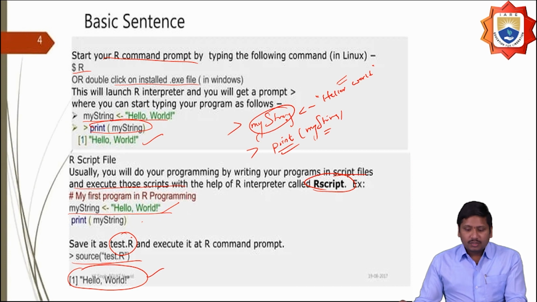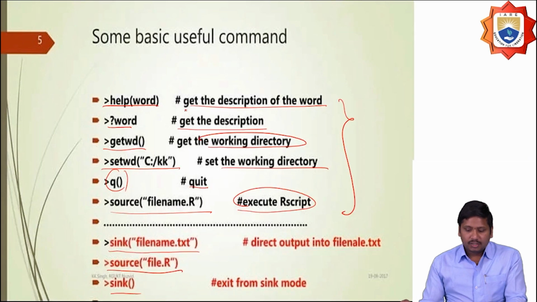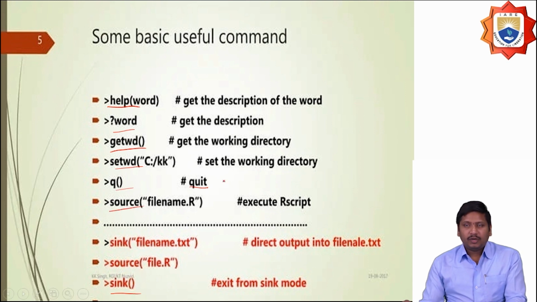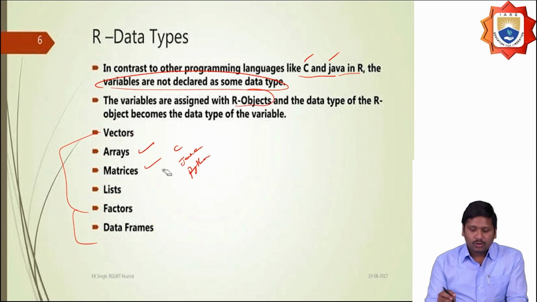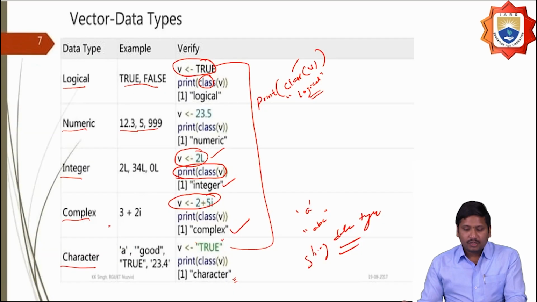Some of the basic sentences we can use: this is the way of initializing a string. Some of the basic helpful commands that are going to be used here are help, word, getwd, setwd, and then source. So these are some of the basic commands. And our data types: normally we have arrays and matrix. Apart from that, we have vectors, lists, factors, and data frames.